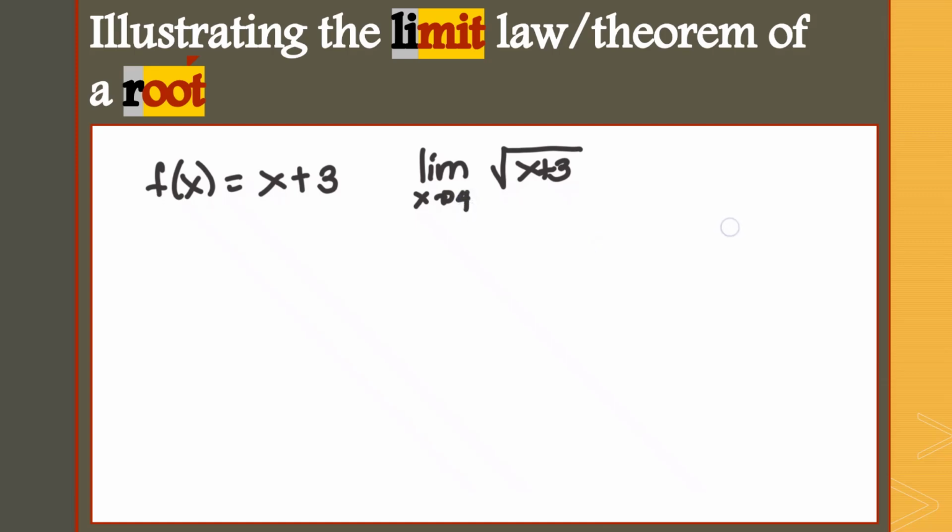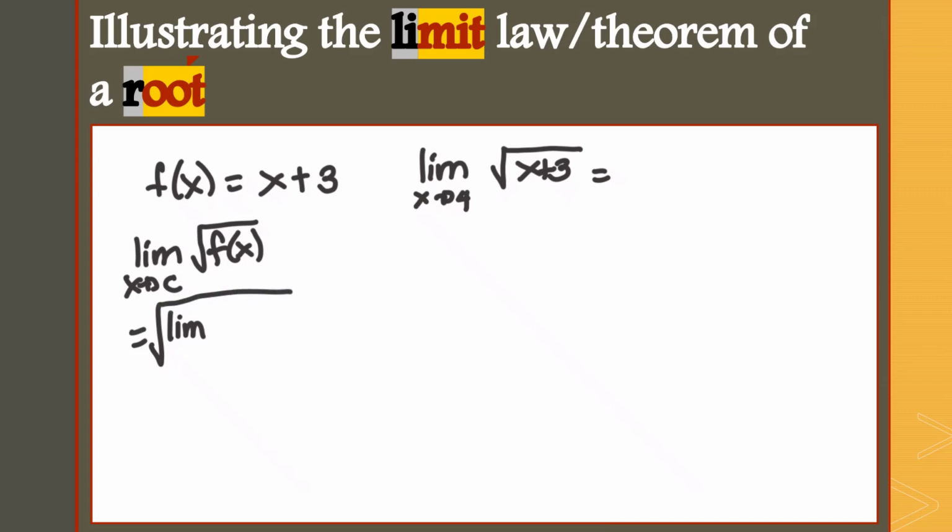We can solve this according to this limit theorem in general form if we have the limit of a function under a root as x approaches a certain constant. This could be written as the limit of the square root, or any root here, as long as n is an integer. You have the limit of f of x as x approaches c. So with this, we can simply rewrite this as the square root of the limit of the function x plus 3 as x approaches 4.